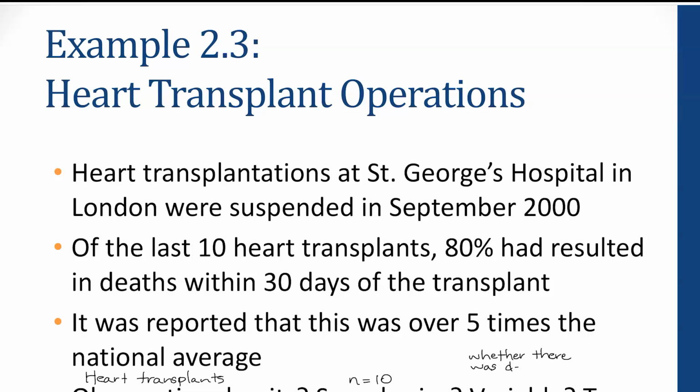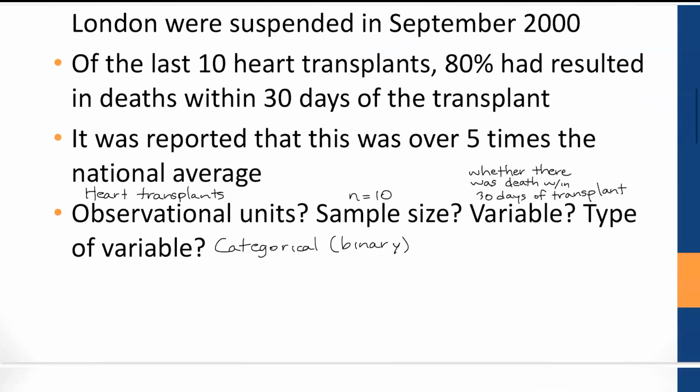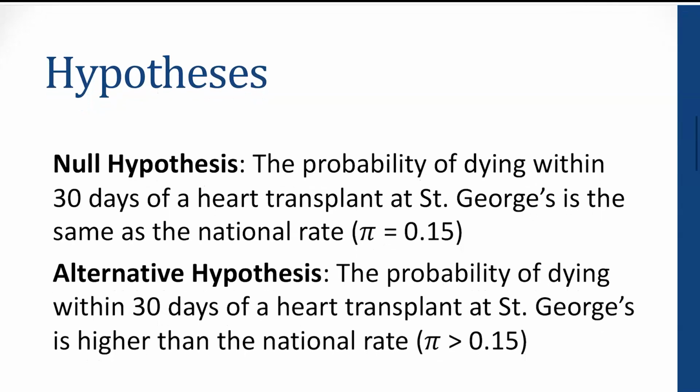The variable is whether there was a death within 30 days of the transplant. And of course, that is a categorical variable, and it's also actually binary as well.